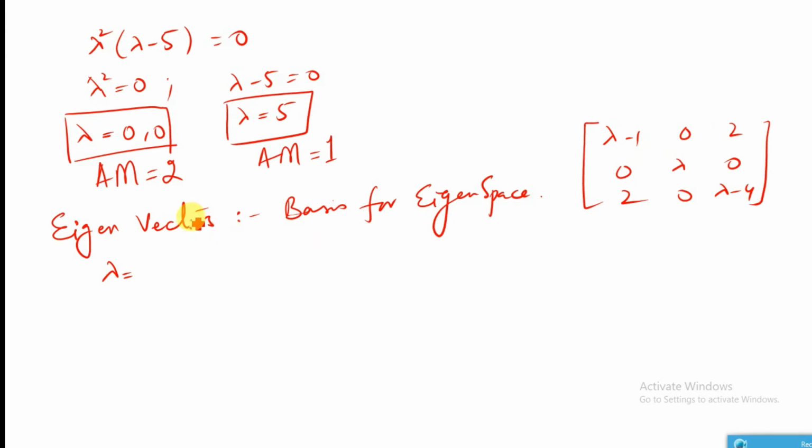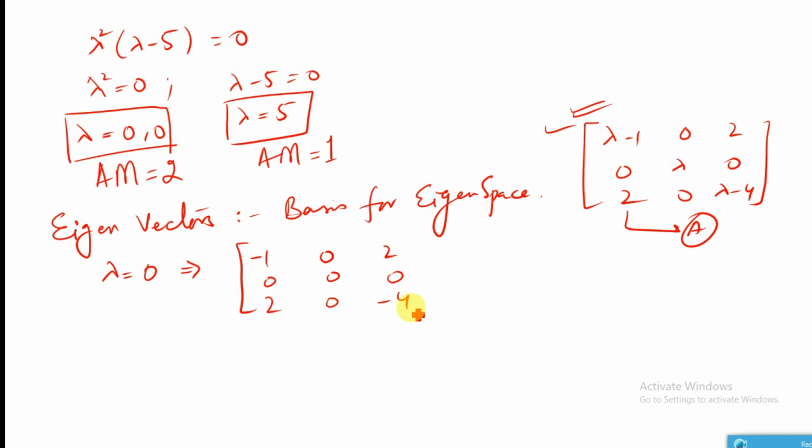In order to find eigenvectors, we need to substitute lambda values in this matrix. I'm putting the first value of lambda, which is equal to 0. If I substitute lambda as 0, my matrix, we call it matrix A for example, becomes minus 1, 0, 2; 0, 0, 0; 2, 0, and minus 4.